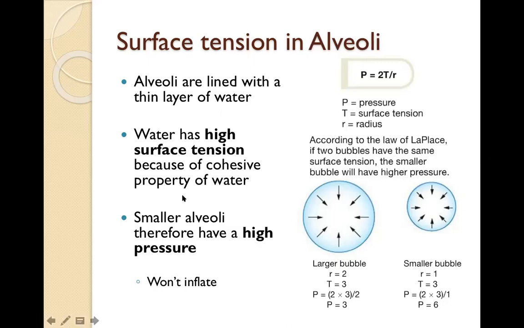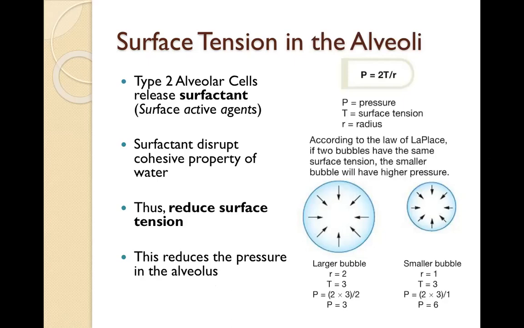And that surface tension is because of the cohesive property of water and the adhesive property of water. And what would happen is that these tiny alveoli won't inflate. But our body has something for that, and that is where the surfactant comes in. Surfactant is something called a surface active agent. I guess they took letters from each of these words and just made a word that sounds clinical. That's what they did, surface active agent, surfactant.